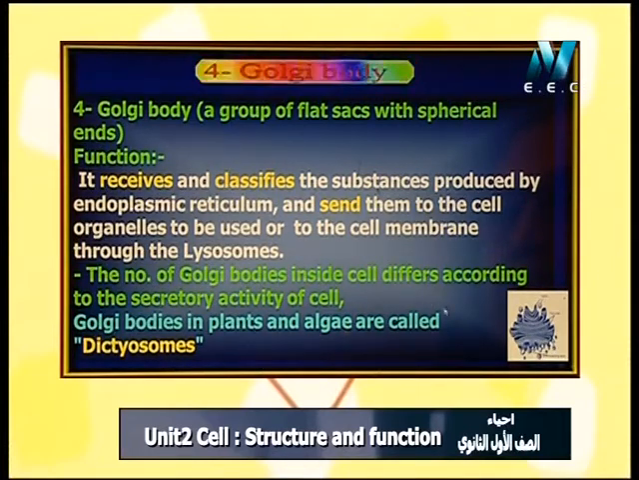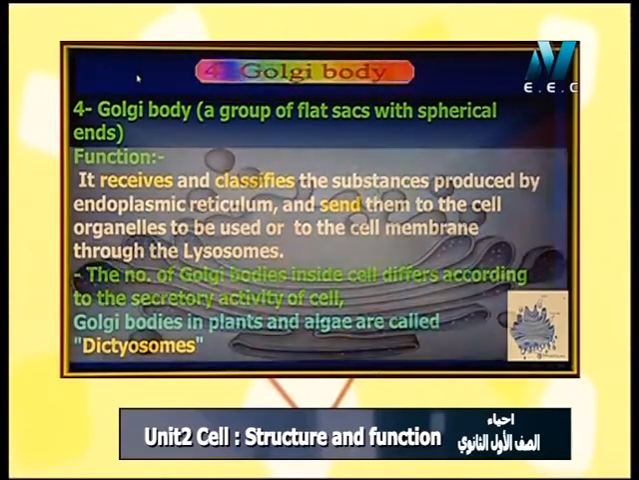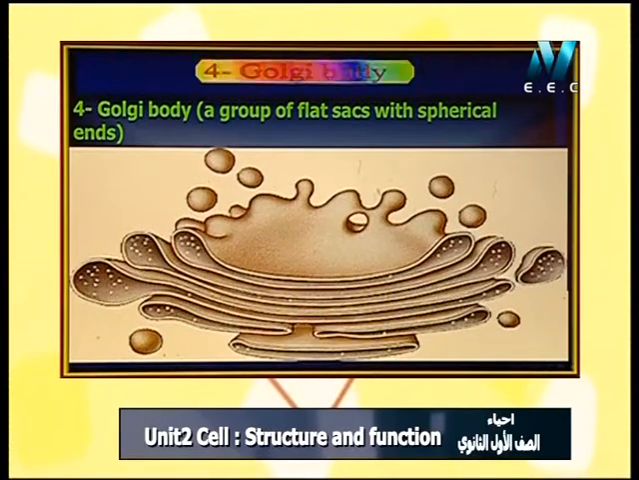The number of Golgi bodies inside the cell differs according to the secretory activities of the cell. Golgi bodies in the plant cells are called Golgi bodies, but in animal cells and the plant cells are called the dictyosomes. يبقى هو in general بنقول عليها Golgi apparatus أو Golgi bodies، لكن كمان في البلانت والألجي بنقول عليها dictyosomes with the same function. ده شكل الجولجي باديز.